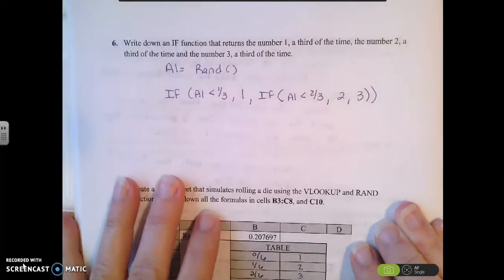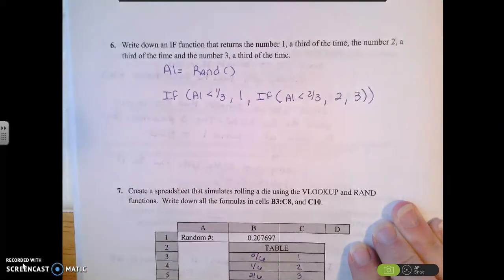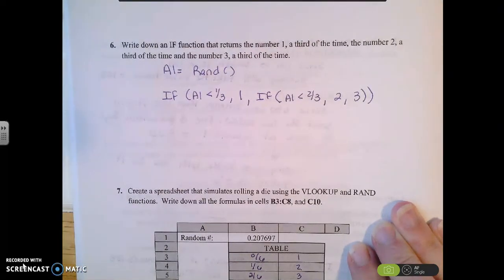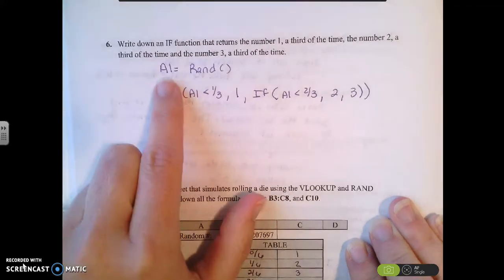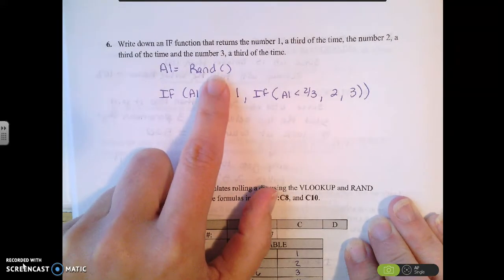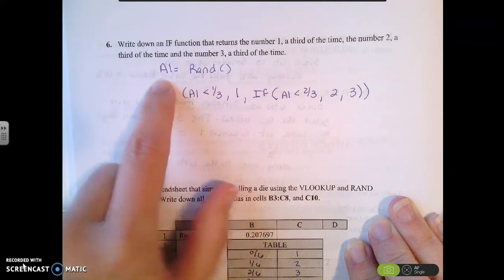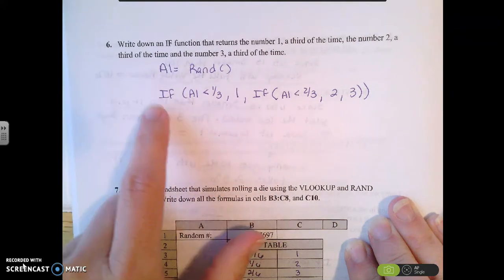All right, so this next one says, what if I wanted 1/3 of the time it's going to give me a 1, and 1/3 of the time it's going to give me a 2, and 1/3 of the time it's going to give me a 3. So let's pretend I have in cell A1 the random generator. So I'm going to use A1 as my comparison just to make it look easier.